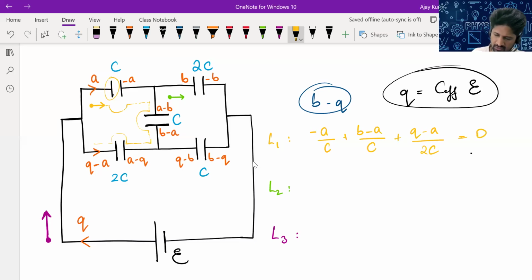If any of you have any doubts in this, you can ask. Second loop, the first plate we come across has a charge B, so minus B by C, and continue moving. Then we come across B minus Q. Negative of B minus Q, I'm writing it as Q minus B. Wait, the first capacitor had capacitance 2C. So minus B by 2C.